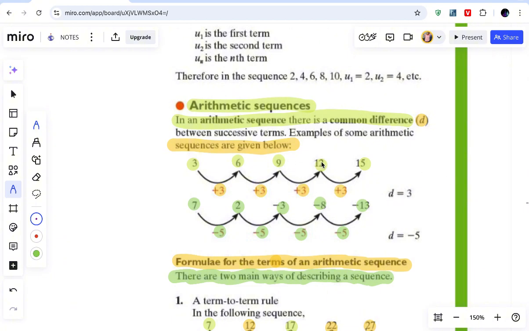So 9 plus 3, you get 12. 12 plus 3, you get 15. Even if they want the next one, I'll say 15 plus 3, I'll get 18. 18 plus 3, I'll get 21. 21 plus 3, I'll get 24. So that's the pattern of the sequence. It has a common difference. So for all arithmetic sequences, we have what we call the common difference.